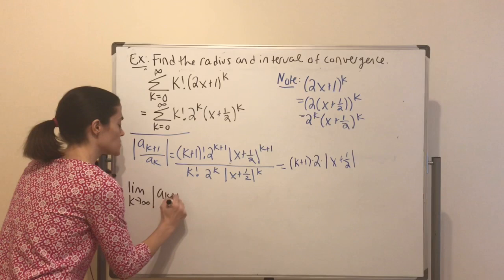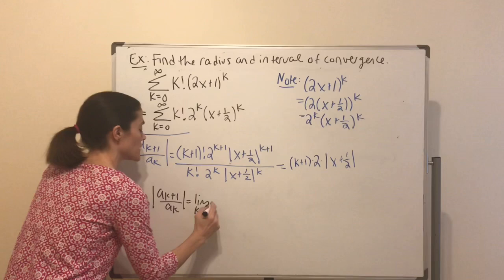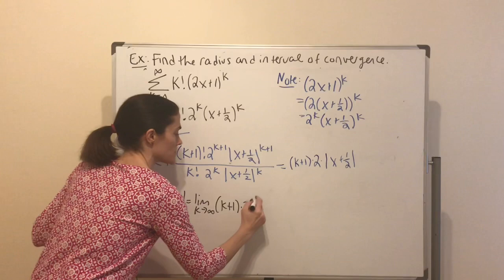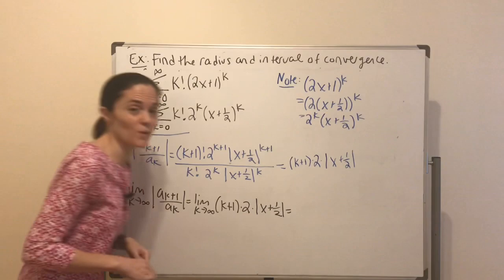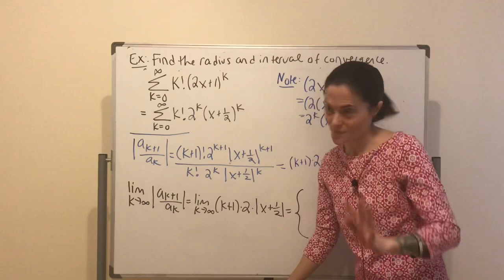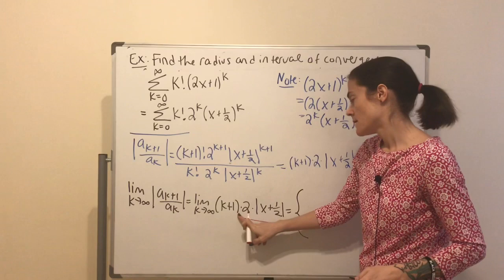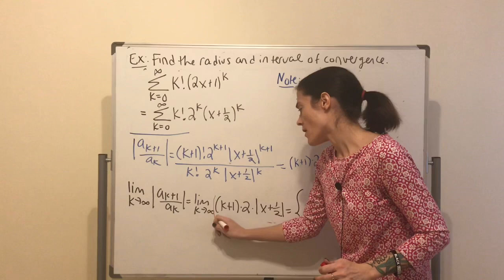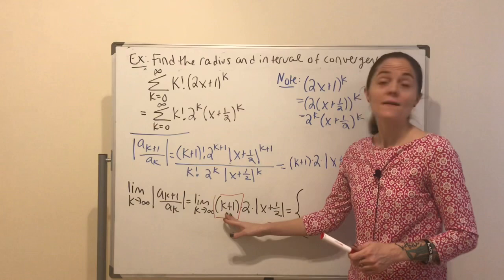This is a limit. As K goes to infinity of K plus 1 times 2 times absolute value X plus 1 half. Now, don't be too quick to calculate this limit because we really have more than one thing that can happen. Certainly, just like in the last few examples, this part is not varying with K, right? Here, maybe I won't underline it, I will box. What is varying with K? This is the only part varying with K. And this term, without a doubt, is going to infinity, okay?